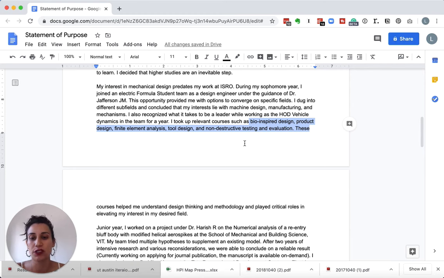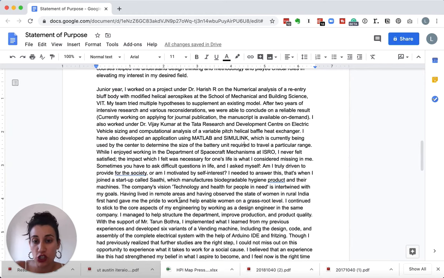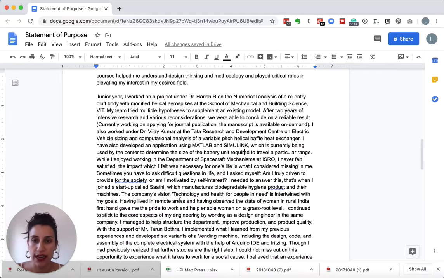This paragraph, I already see it's super long, so I would break this down into 2 paragraphs.